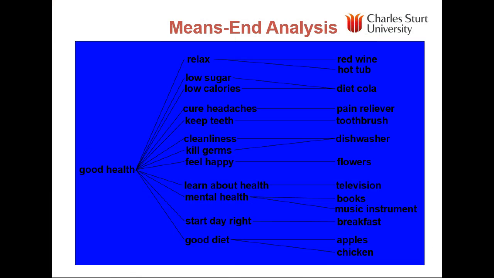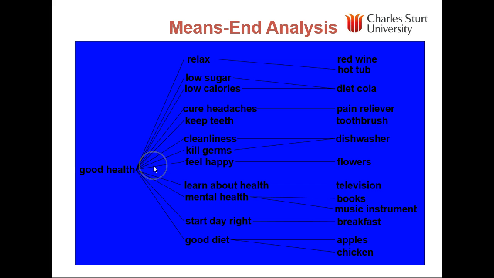Now, another way is to look at an outcome, in this case goal-oriented, and to work back from the means-end analysis of what that actually means. So you can see here's a goal or motive of good health. For some of us, it's about learning about good health, therefore watching television. For others, it's mental health, books. For others, it's a good diet, apples or chicken. For others, it's relaxing, which might be red wine or a hot tub.